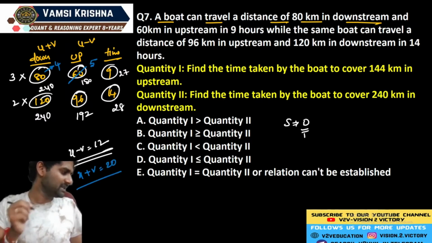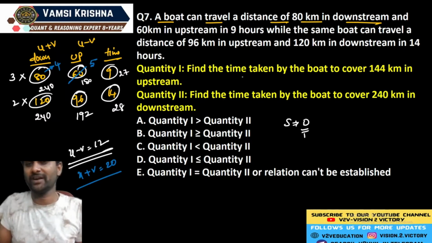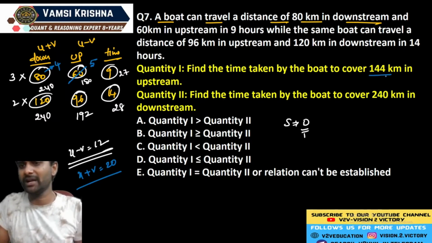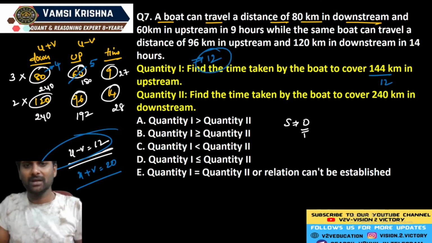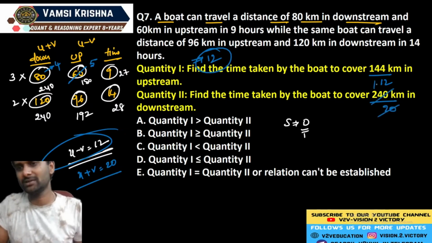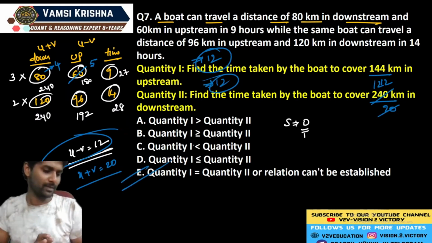Simple. If you understand the information, you can recognize all those values directly. Another question. Find the time taken by the boat to cover 144 kilometers upstream. Upstream means against the stream. It's 12. So here quantity 1 is exactly equal to 12. Now find the time taken by the boat to cover 240 kilometers downstream, along the stream, divided by 20. It's exactly equal to 12. Now see, if you observe that both the quantities are exactly equal, you can choose your option as E.